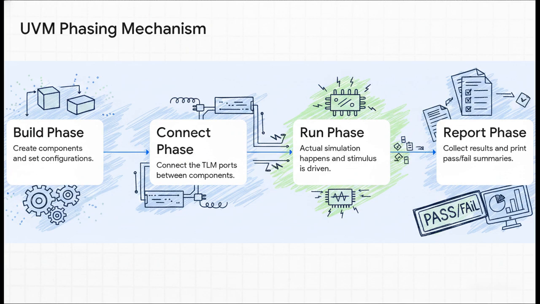Step 1 is the build phase. This is where all components are created and configured. You literally can't run anything until the factory is fully built. Step 2 is the connect phase, where the communication ports between all those components get hooked up. Step 3 is the run phase. This is the main event. The actual simulation happens here, and stimulus is driven into the chip. And finally, Step 4 is the extract and report phase, where we sweep up all the data, collect the results, and print out those all-important pass-fail summaries.